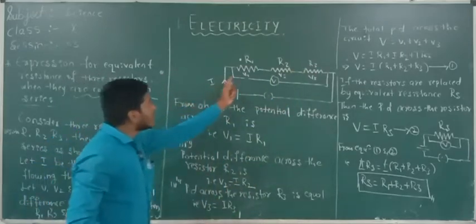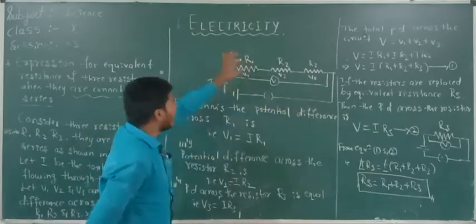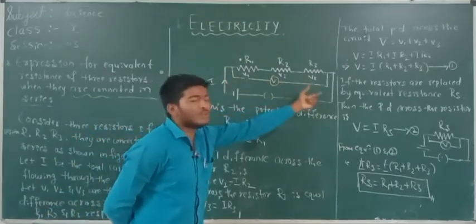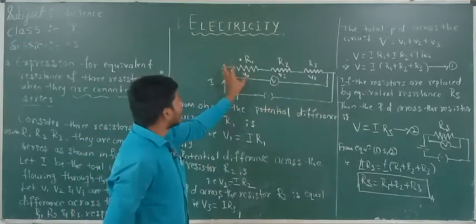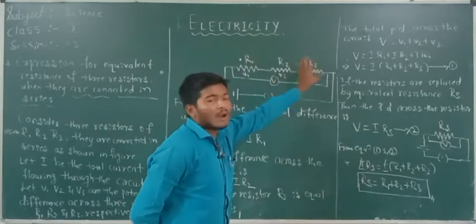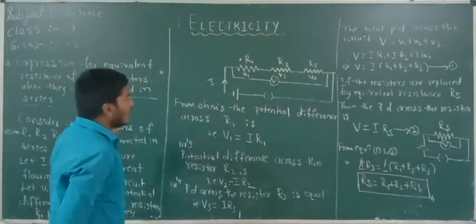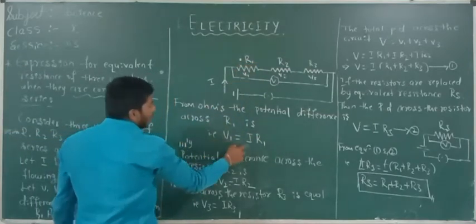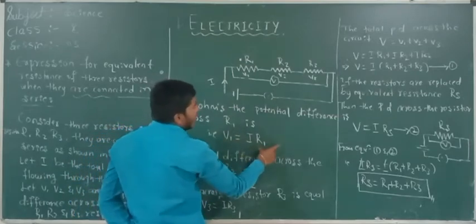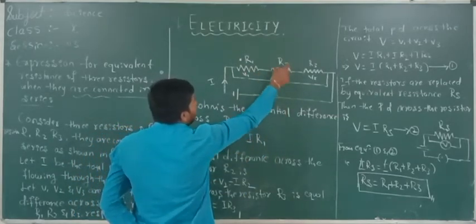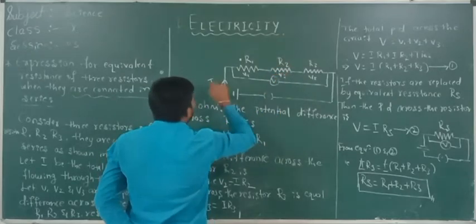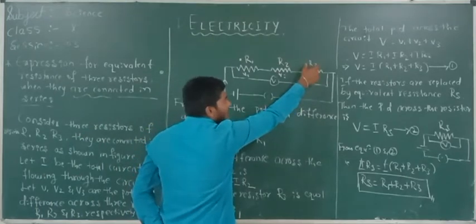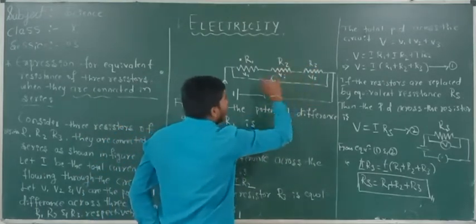Let I be the total current flowing through the circuit. Let V1, V2, V3 be the potential differences across the resistors R1, R2 and R3 respectively. From Ohm's law, the potential difference across the resistor R1, that is V1, is equal to IR1. Similarly, the potential difference across R2, that is V2, is equal to IR2. Similarly, across R3, V3 is equal to IR3.